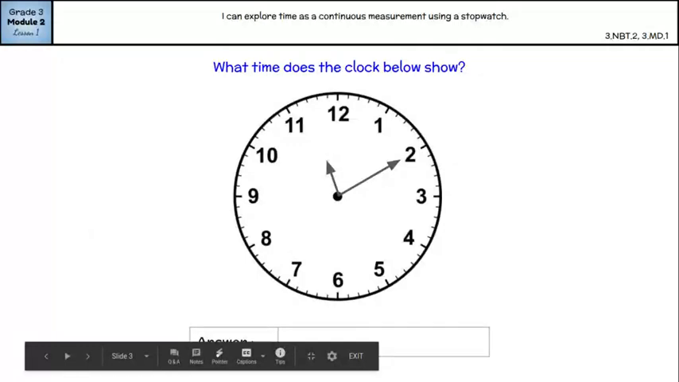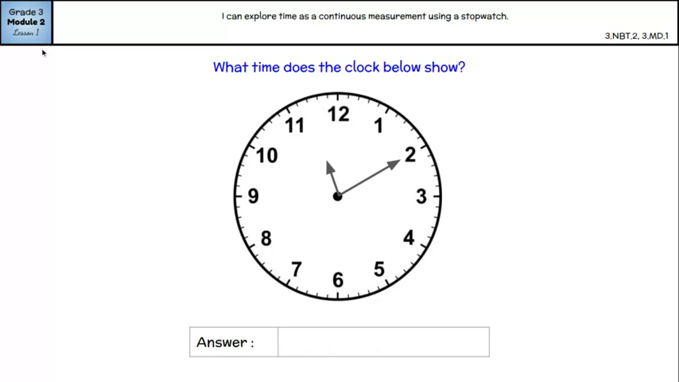Okay, what time does the clock show? So let's think about this. We've got our hour hand. Our hour hand is always the short hand. So it's between the 11 and the 12. It's definitely closer to the 11. It's not to the 12 yet. So we think of this as 11. And if we go over to our minutes, we have o'clock, 05, 10. So my answer here would be what? My answer here would be 11:10.